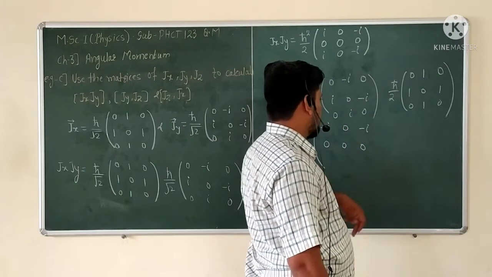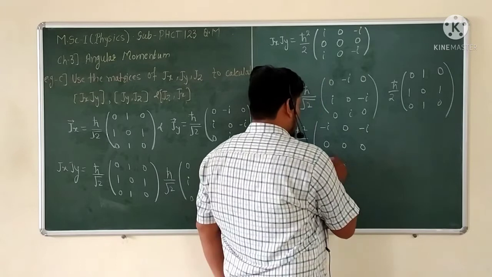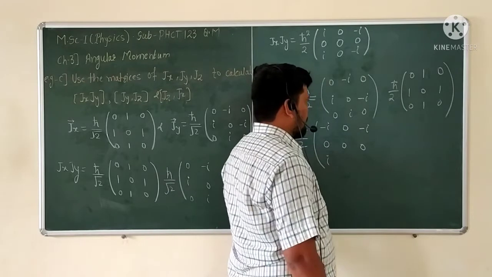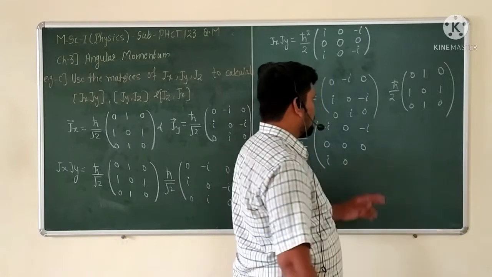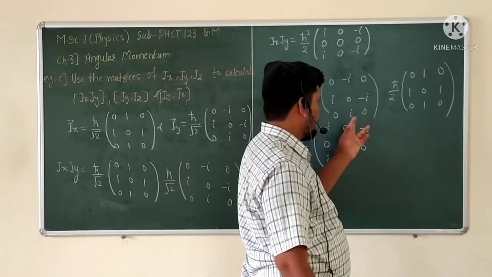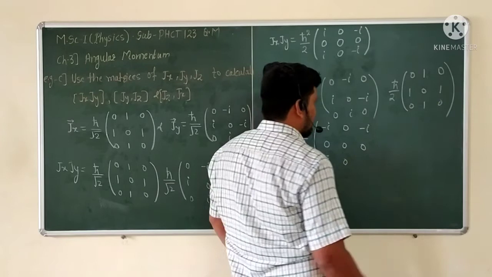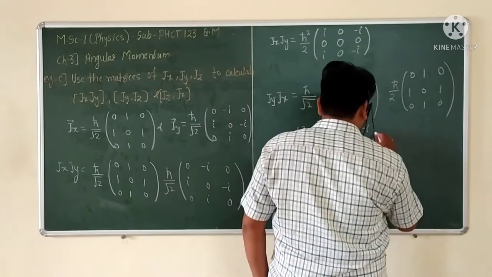And again, third row and first column: 0 multiplied by 0, this i multiplied by 1, this i, and this 0, so this element is nothing but i. Again, the middle component is also 0, and for the third component: 0 into 0, 0, i into i, 1 is i, and 0, 0, so this is also i.